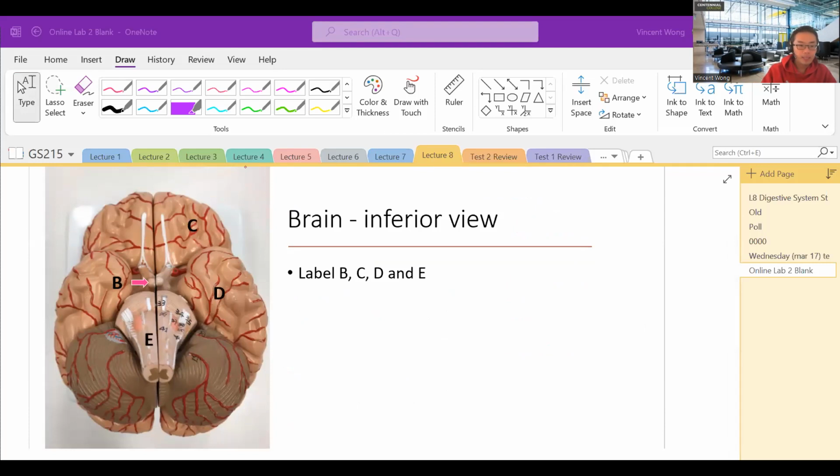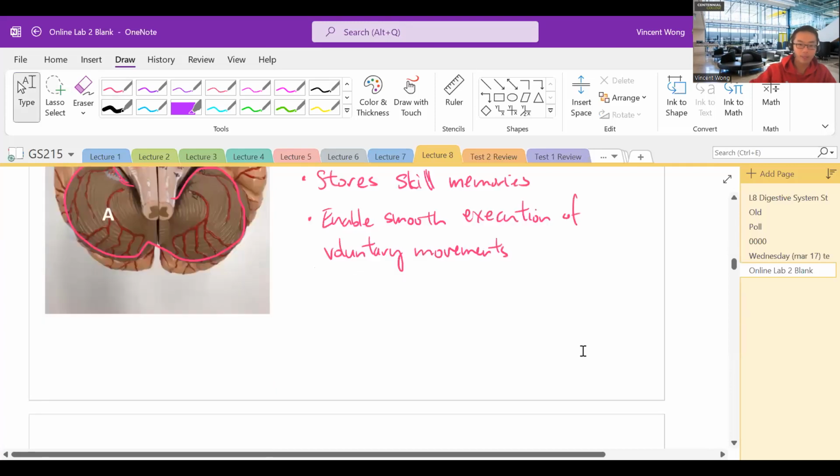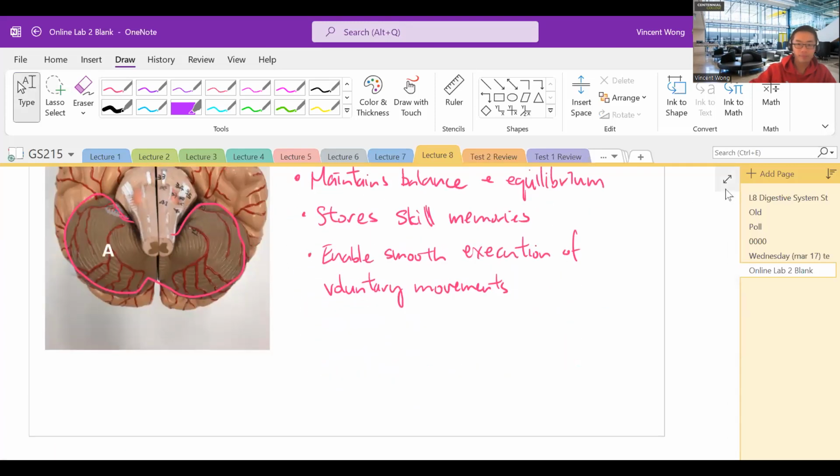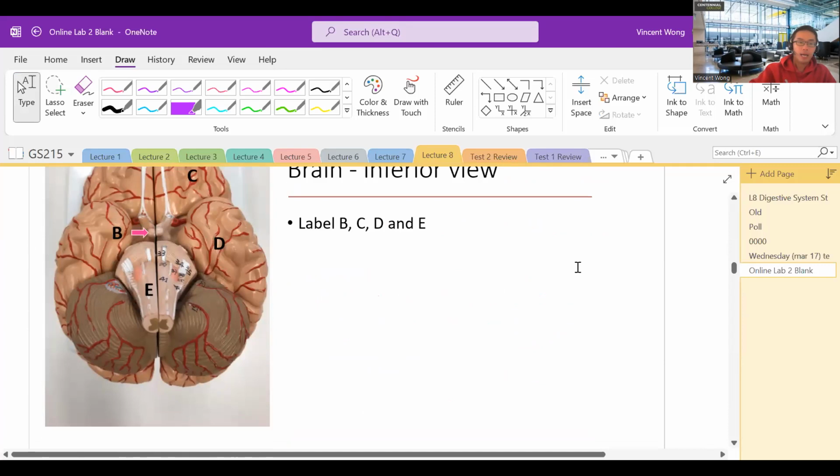Label B. Okay, this here. It's hard to. Oh, you want to go back? Yeah, I'll go back here. Yeah. Yeah. That's fine. Okay, thank you.